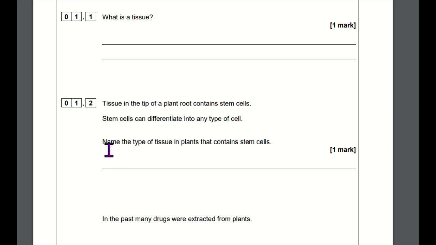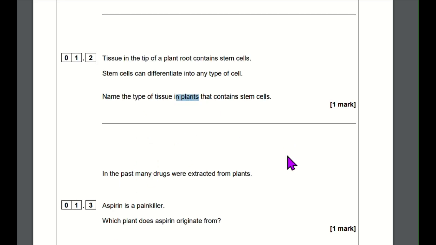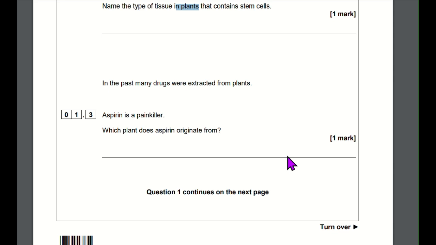Part 2 of question 1 is also worth only 1 mark, and again it's a simple answer that they're looking for. Name the type of tissue in the plant that contains stem cells. Now it is looking for plants and not animal cells, so that is important. So make sure you reread the question and that you can answer this correctly. So if you answered that correctly, you should have the meristem tissue as your answer.